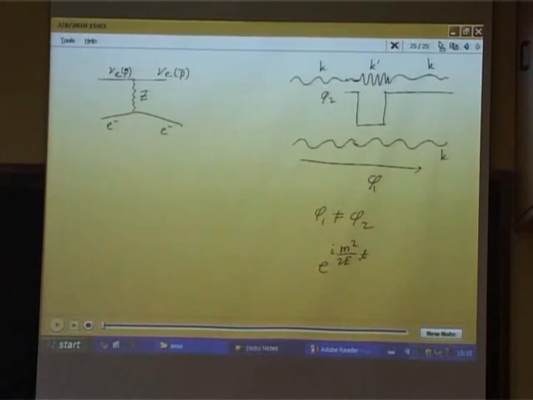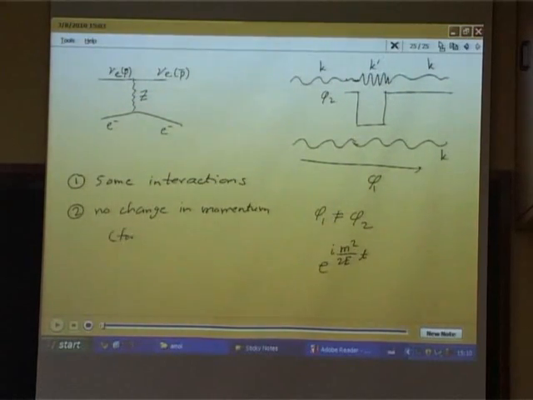So let me write it down. Two things are needed. One, you need something to interact, so some interactions. And the second thing you need is no change in momentum. It's called forward scattering. If this happens, then we can say that neutrinos experience a potential.